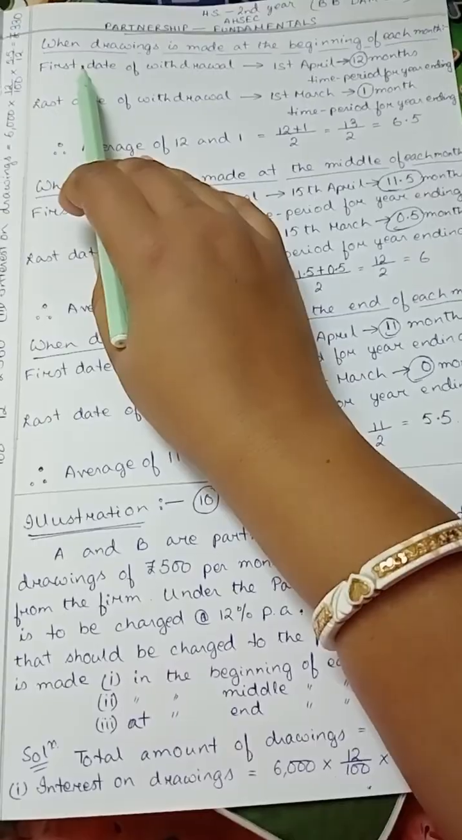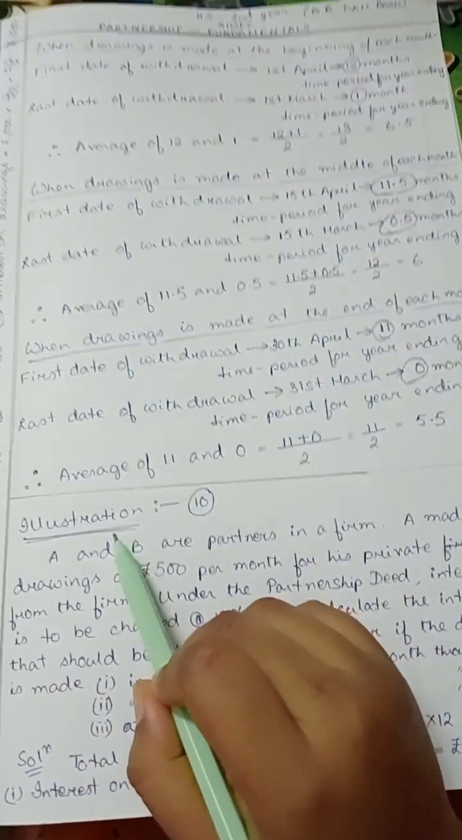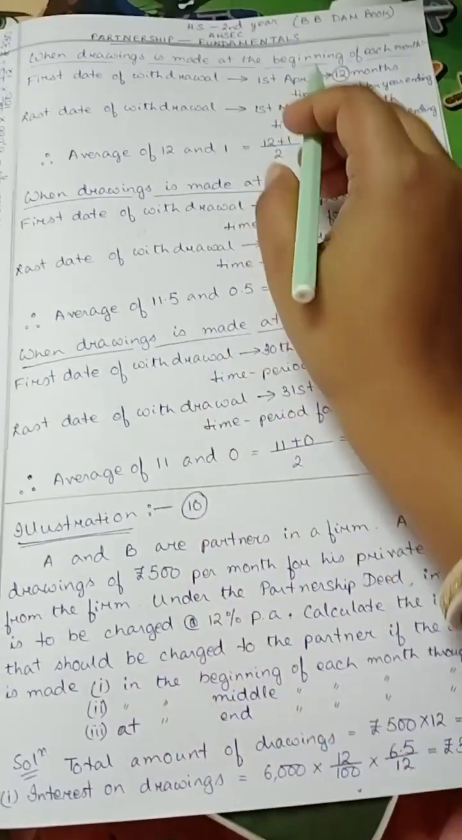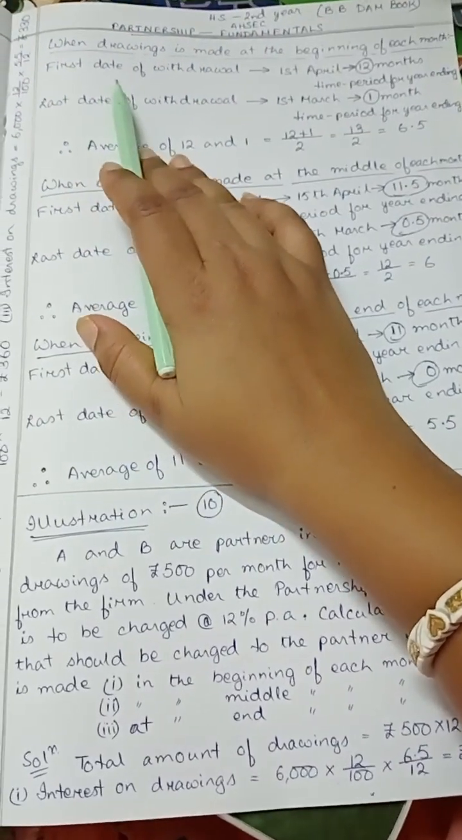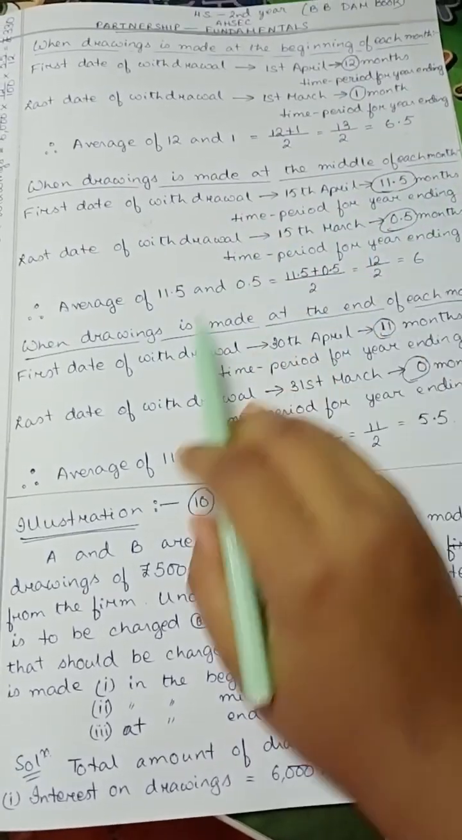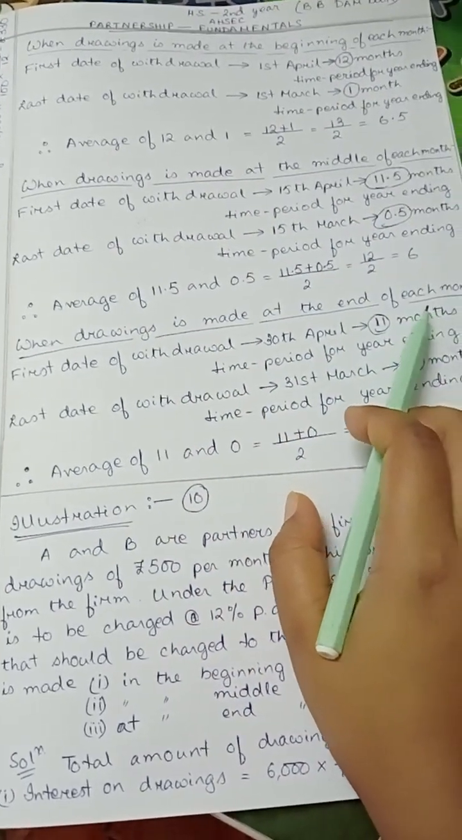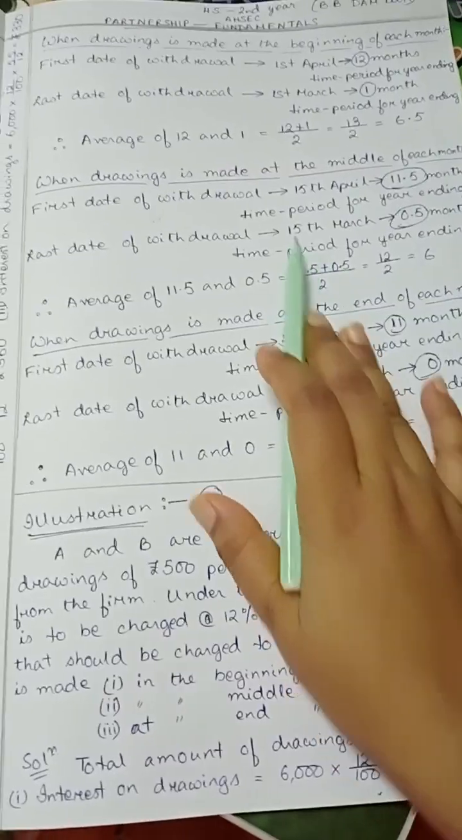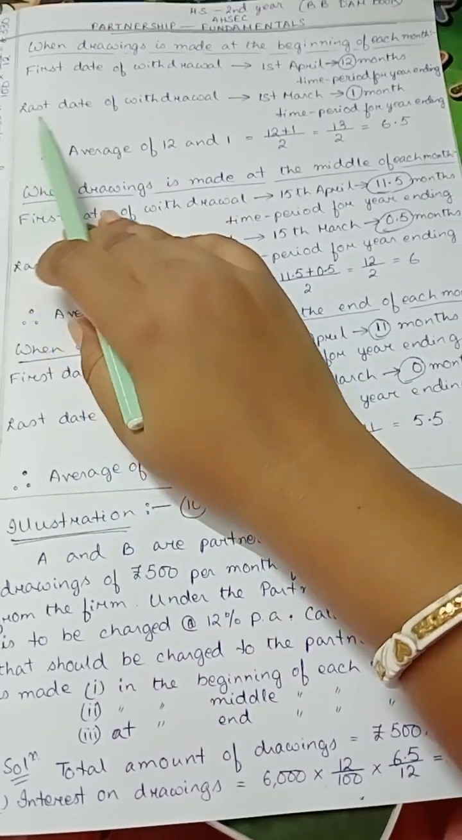So today I am going to discuss an illustration, that is illustration number 10 from the B.B. Dam book, where drawings are made at the beginning of each month, at the middle of each month and at the end of each month.